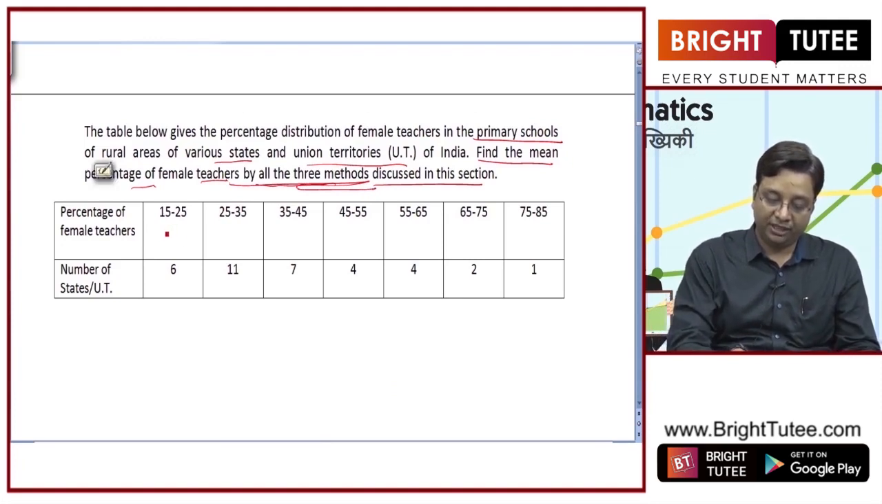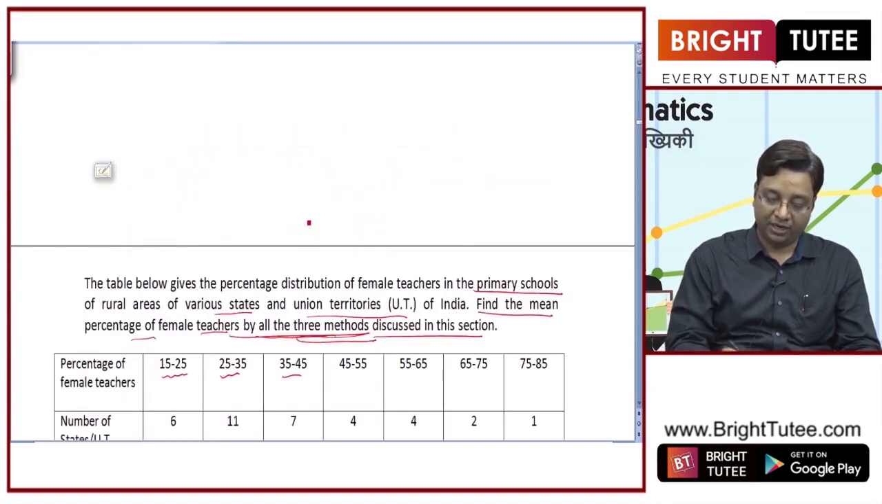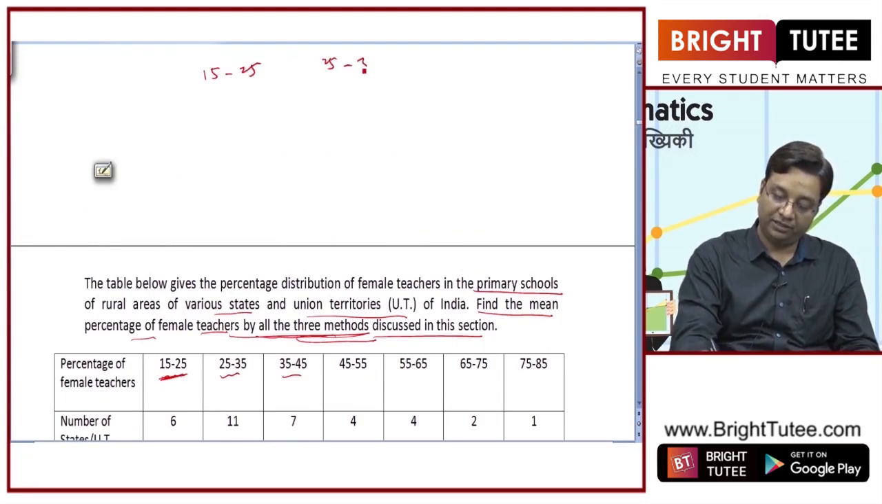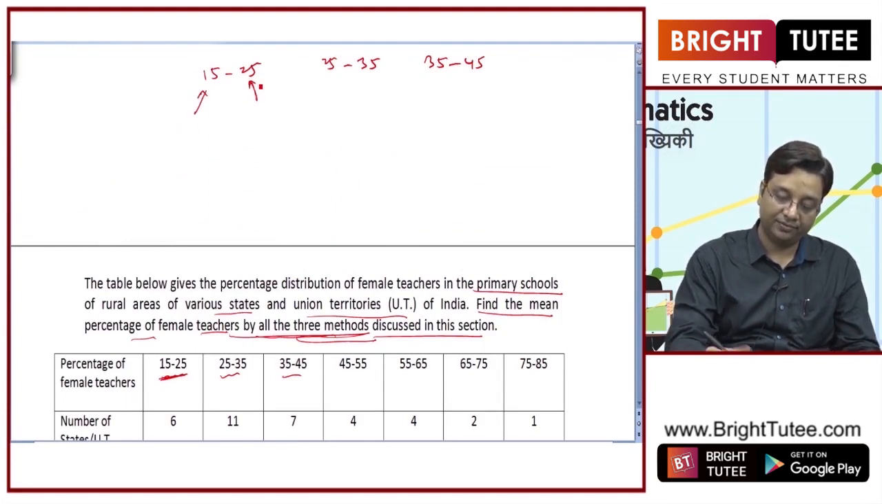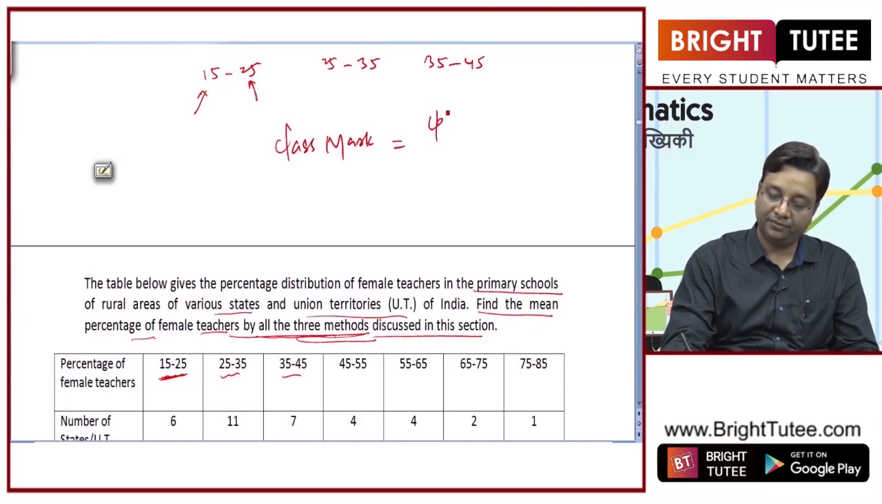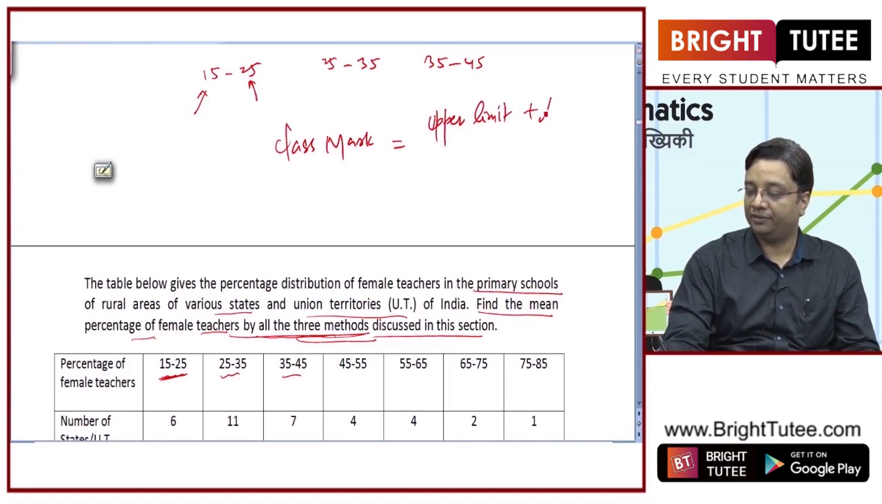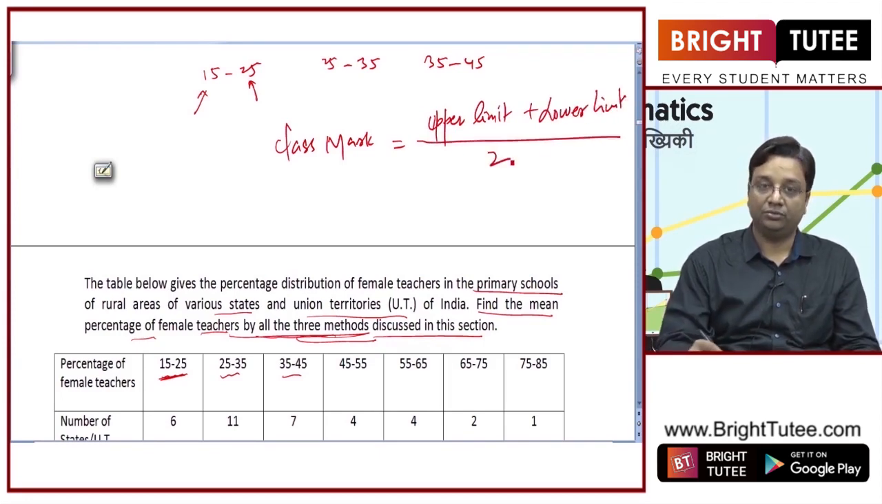First thing that we need to understand: whenever the data is given in class form, we use the class mark. Let us say these are the classes 15 to 25, 25 to 35, 35 to 45. This is the lower limit, this is the upper limit. So what is the class mark? Class mark is just the average of upper limit and lower limit. You add upper limit and lower limit and divide by 2, that will give you the class mark.